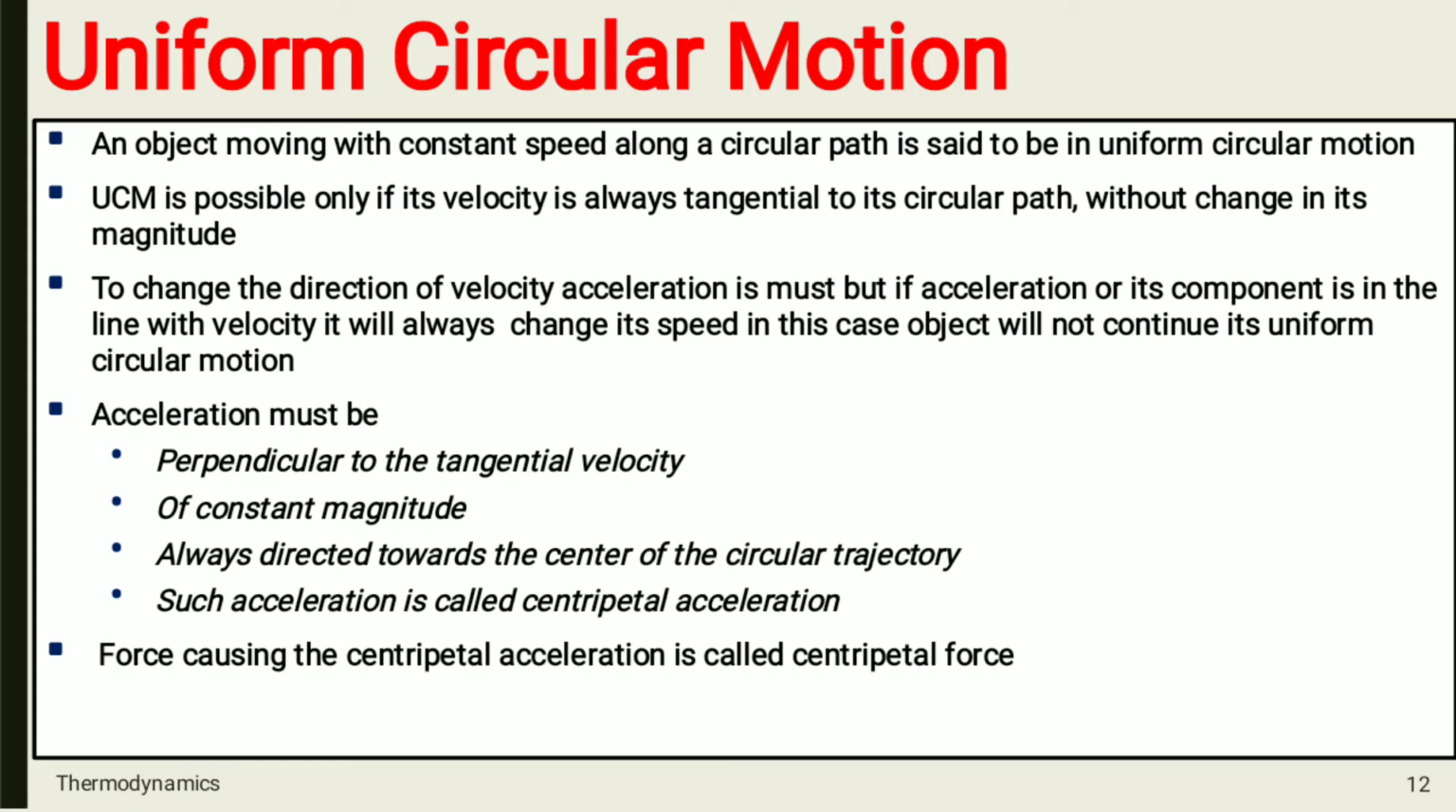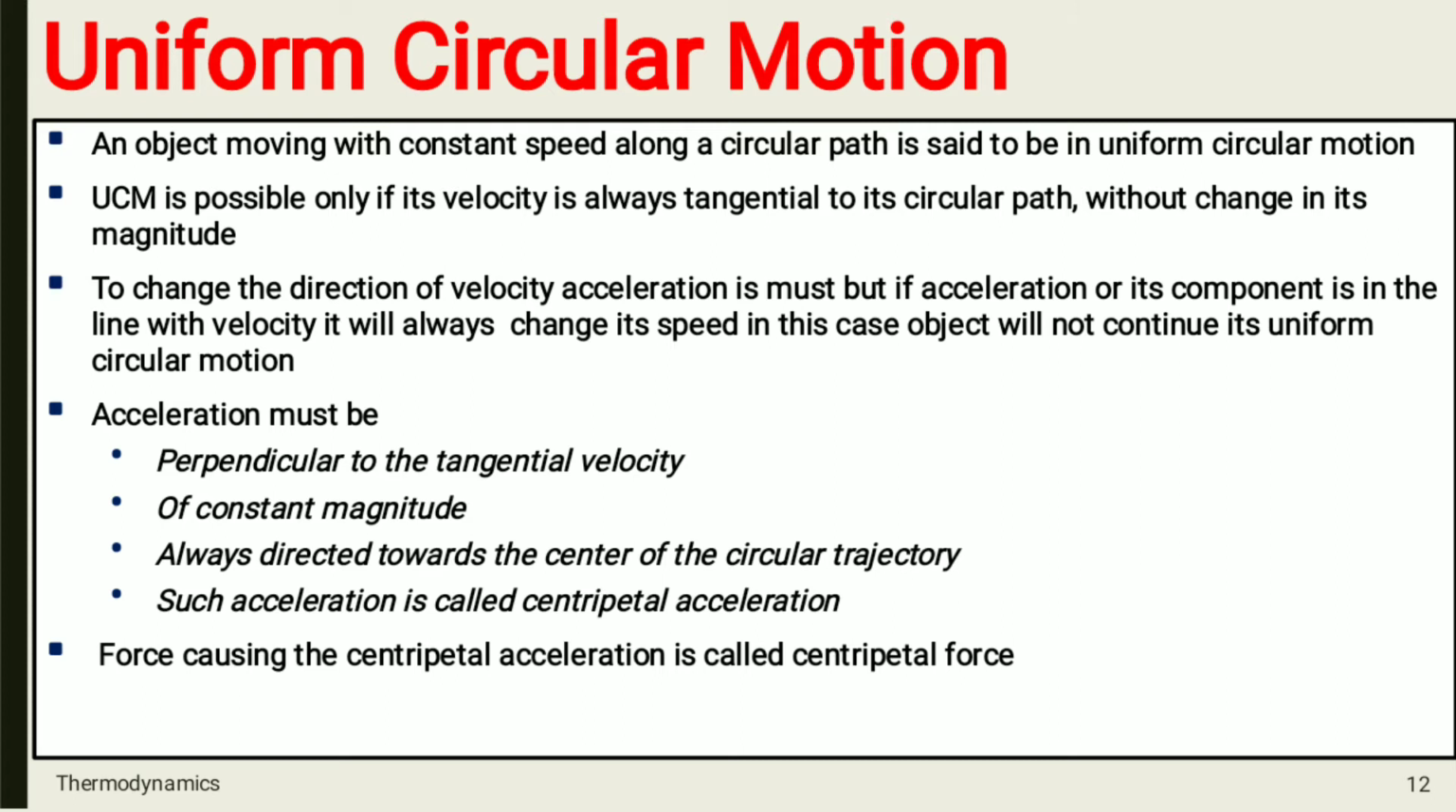Next part we are going to study is uniform circular motion. So what is meant by uniform circular motion? An object moving with constant speed along a circular path is said to be in uniform circular motion. Okay, it means any object is moving in a circular path with a constant speed, then such an object is said to be in uniform circular motion.